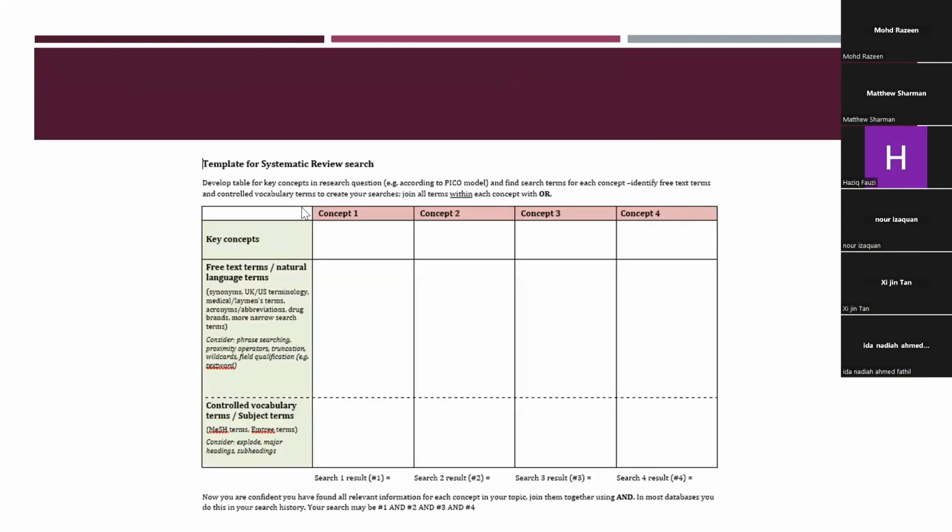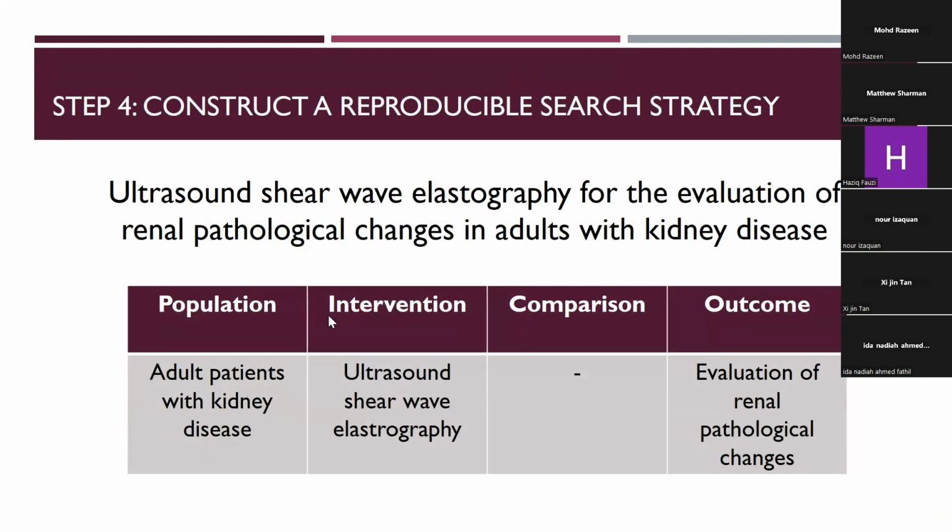I also want to highlight that you have to know how many components you have to search, how many concepts you need to include in your search. There are four concepts over here, right? So you have to identify whether you want to include the population keywords, the intervention keywords, and the outcome keywords, or you just want to put population and intervention. You have to decide.